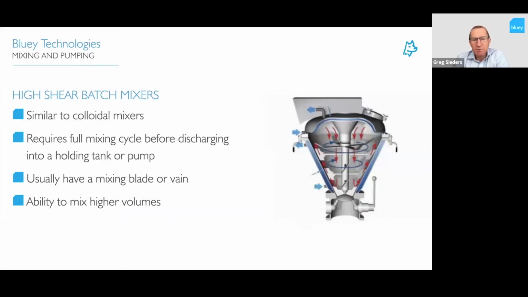So then you've got a high shear batch mixer. These are a smaller version of a colloidal mixer. So similar sort of application. You've got a mixing vane in the middle, which creates a vortex when you're doing your mixing, and very good shear capacity. So again, good for your post-tensioning grouts and high fluid grouts, and good for mixing high volumes.